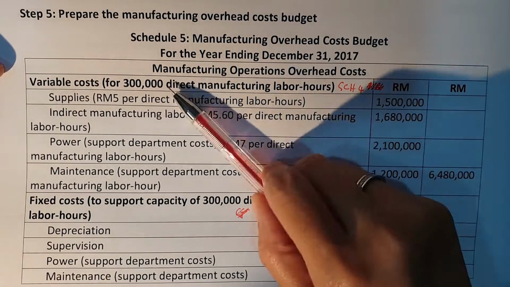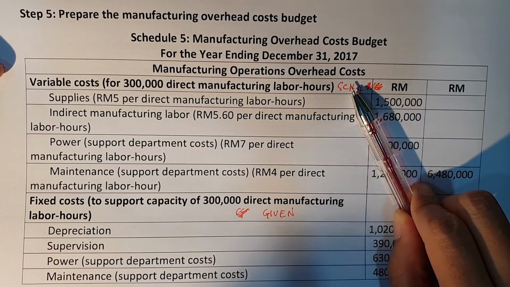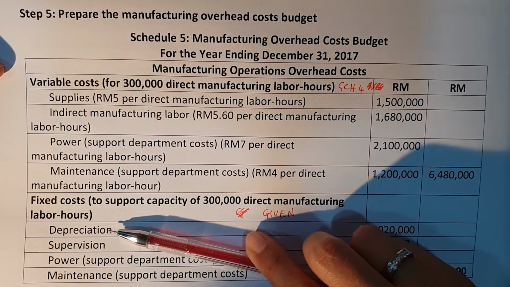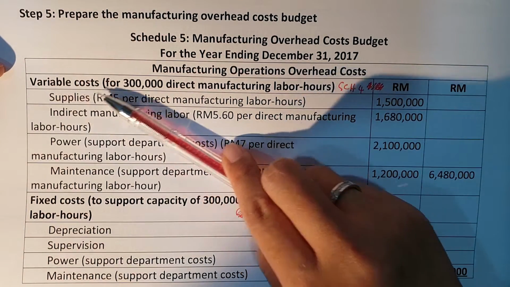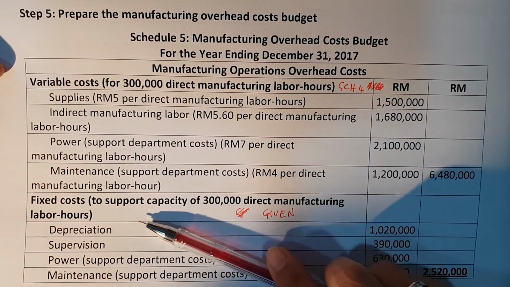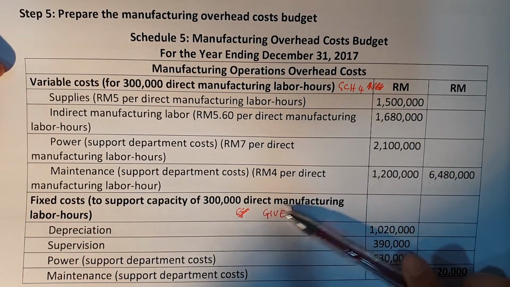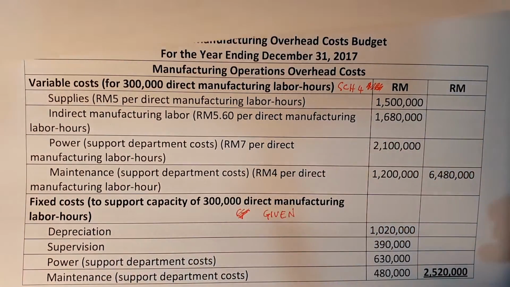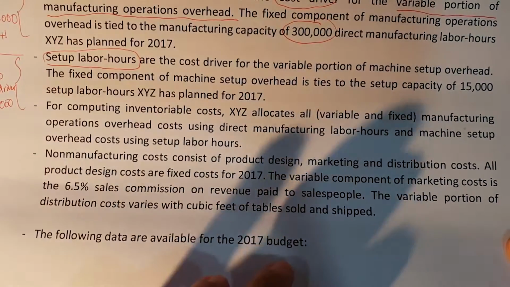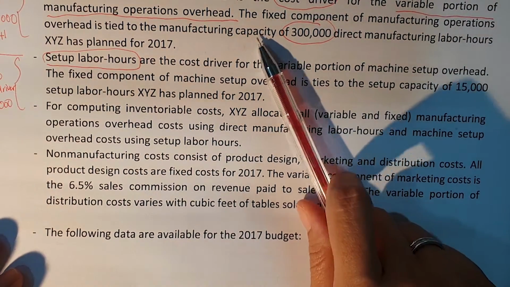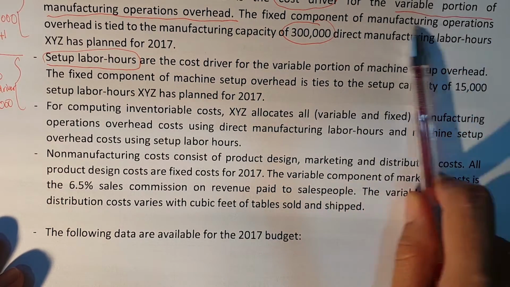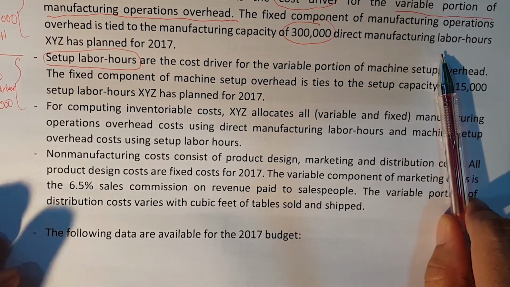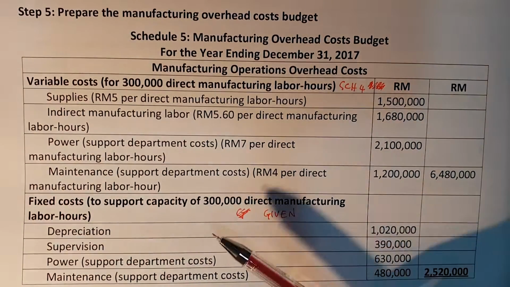As for the manufacturing operations overhead cost, it has both components that are variable costs as well as fixed costs. In regard to fixed costs, the information on fixed costs to support capacity of 300,000 direct manufacturing labor hours is actually given to us as in this part. That is, the fixed component of manufacturing operations overhead is tied to the manufacturing capacity of 300,000 direct manufacturing labor hours. So this is clear.